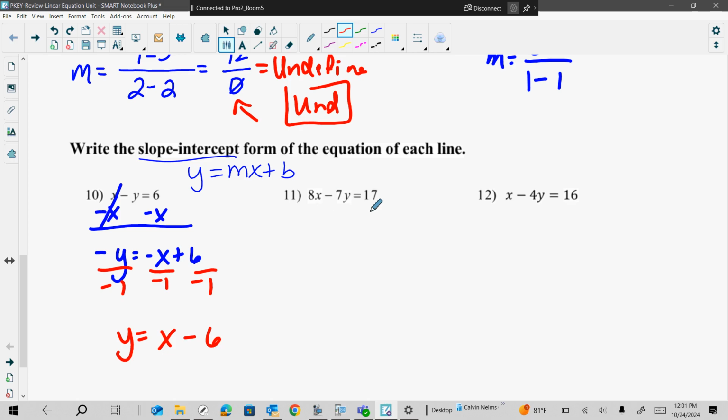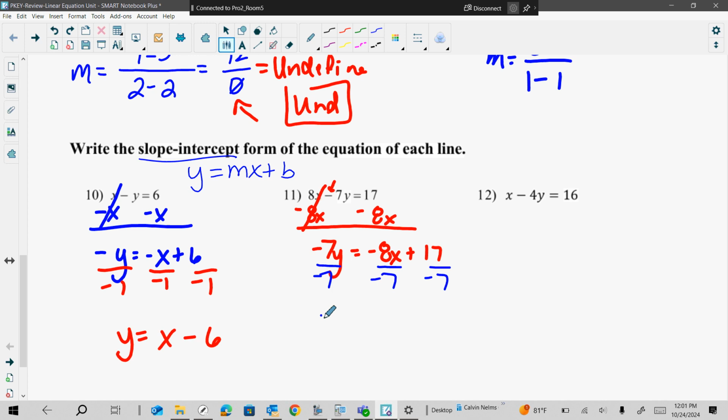Same step. First, move your x. So minus 8x, minus 8x. The x terms cancel. Don't forget your sign. This is a negative 7y equals negative 8x plus 17. Then, to solve for y, you're dividing each term by a negative 7. Y equals a positive 8/7 x minus 17 over 7.